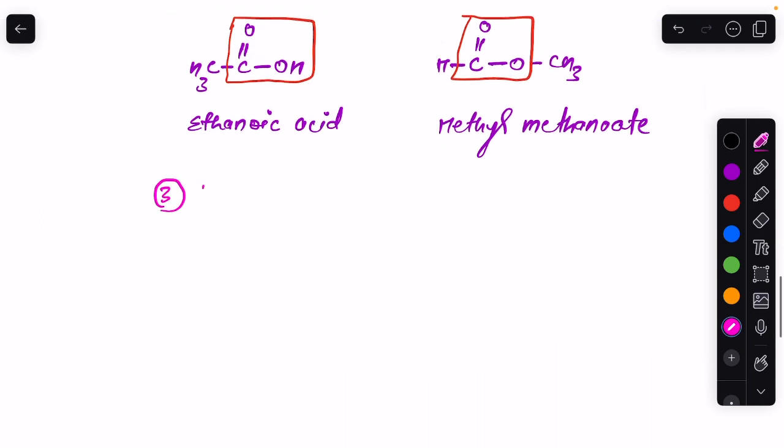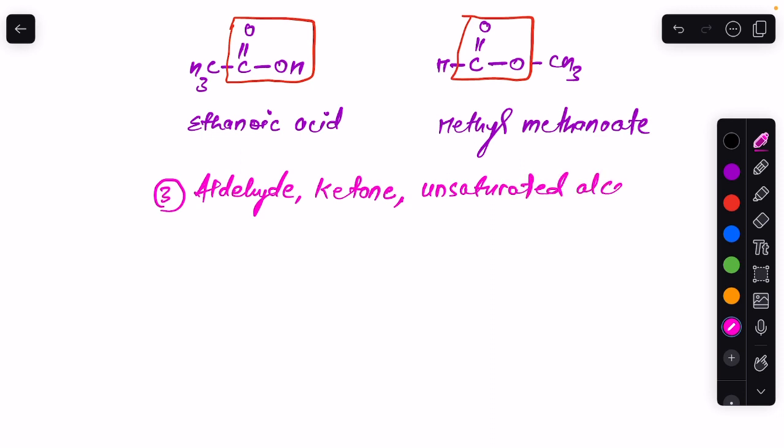Next example is aldehyde, ketone, unsaturated alcohols, and even unsaturated ethers. The general formula will be CnH2nO.